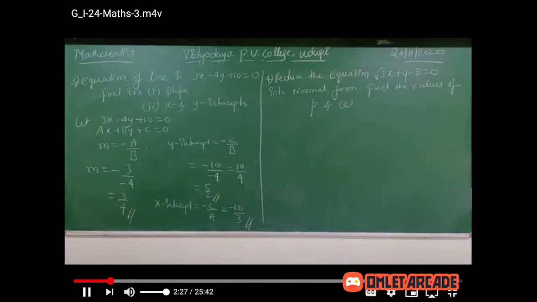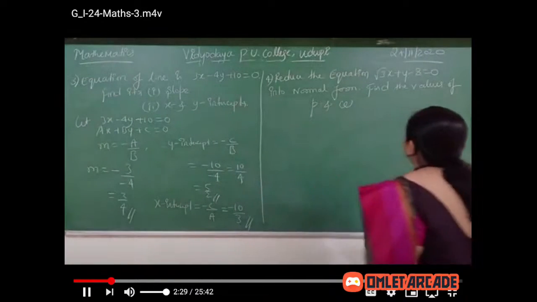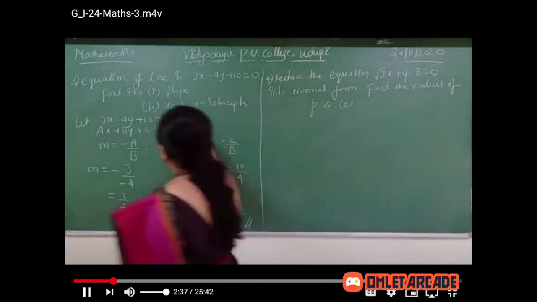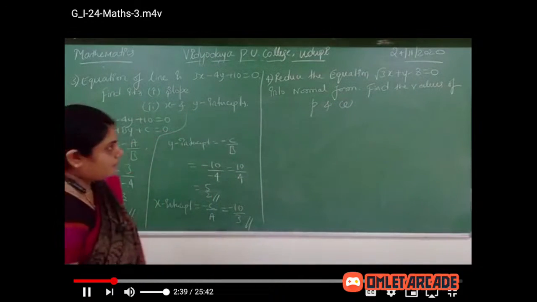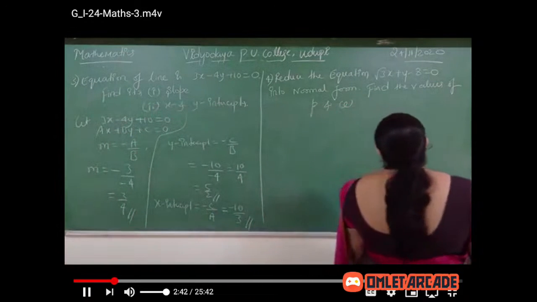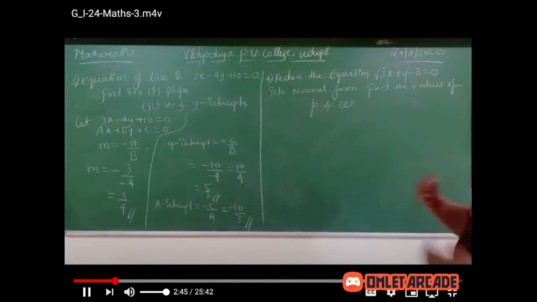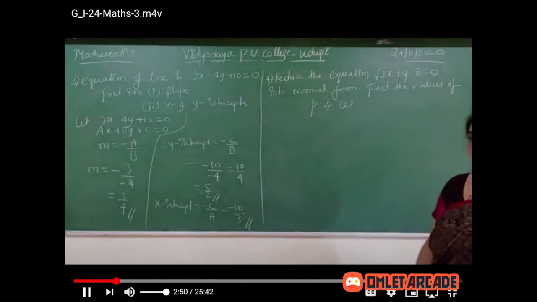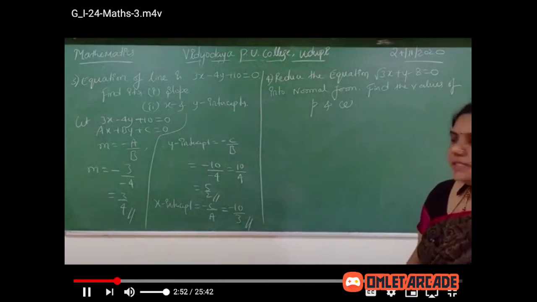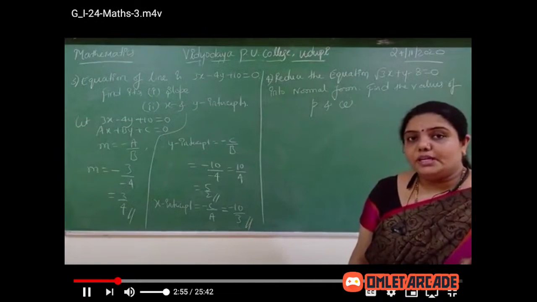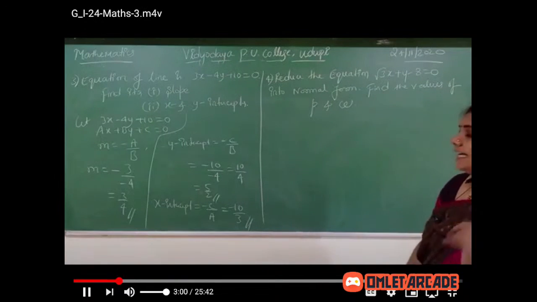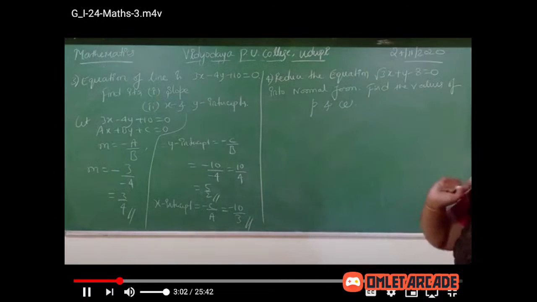Fourth question. Reduce the equation root 3x plus y minus 8 is equal to 0 into normal form. Find the values of p and omega. Once you convert the equation into normal form, you can easily make out what p and omega are. P is the normal distance, omega is the angle between the normal and the x-axis, isn't it?